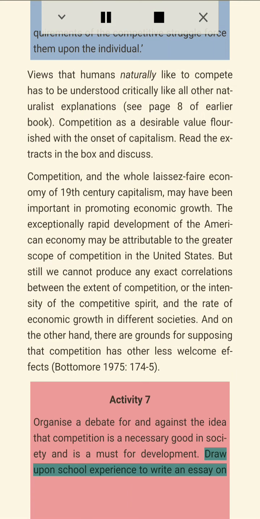Activity 7. Organize a debate for and against the idea that competition is a necessary good in society and is a must for development. Draw upon school experience to write an essay on the manner that competition impacts on different students.